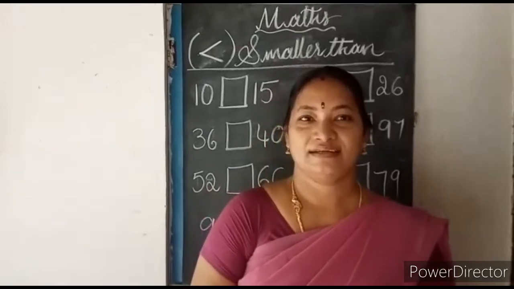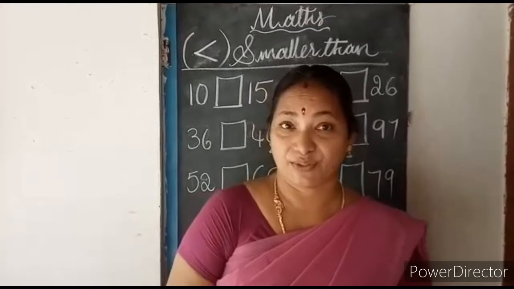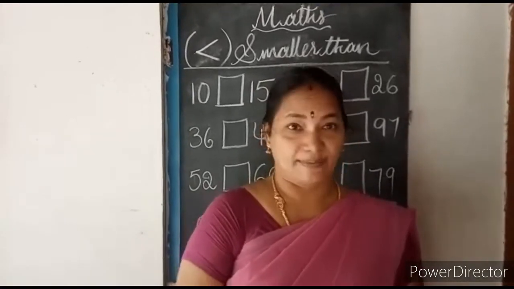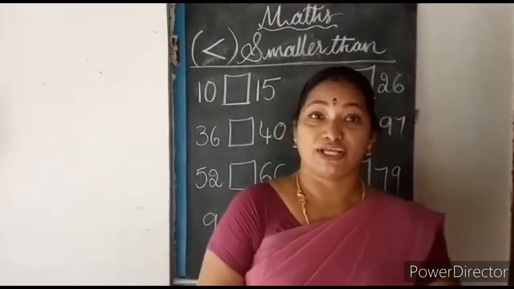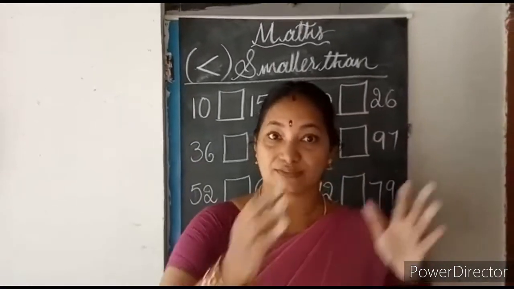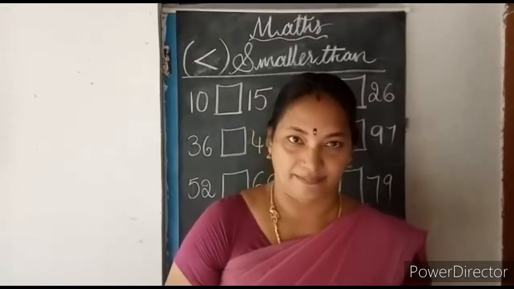So, children, already we have completed greater than. So now we are going to learn about smaller than. What is smaller than? It's nothing but the number which is smaller than the other. The number which is smaller than the other number is called the smaller number.